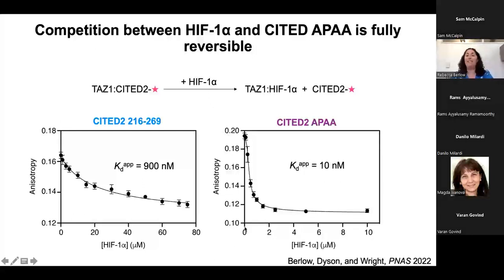So what this tells us is that HIF-1 alpha is able to rebind to the Cytid-2 APAA complex in a way that it cannot when the APAA mutation is not present. And so this is a fully reversible competition process, which explains why in the ischemic or hypoxic retina, Cytid APAA is a very poor competitor and does not have an effect in the OIR model.